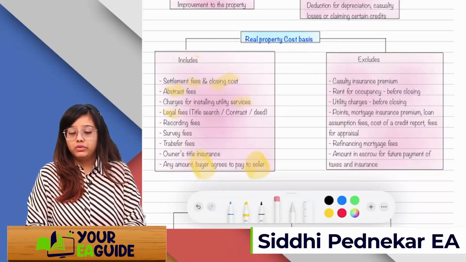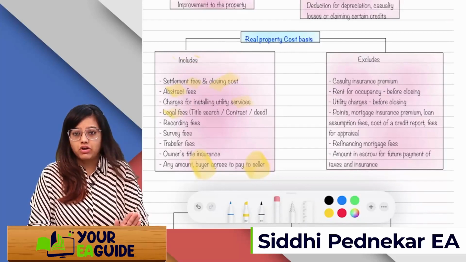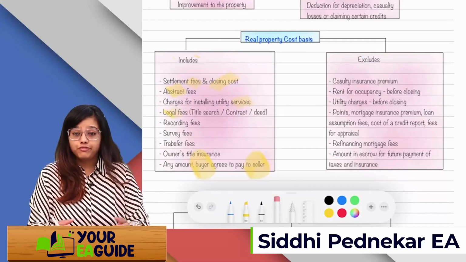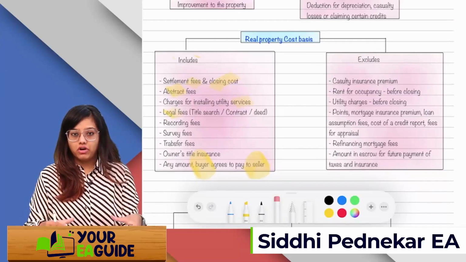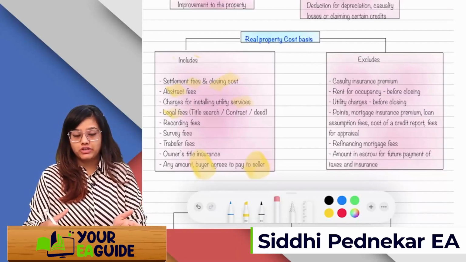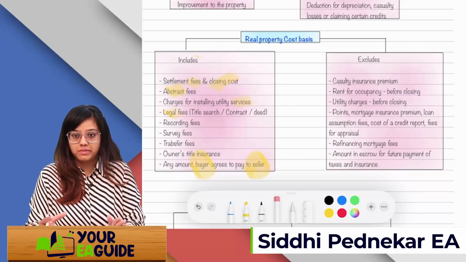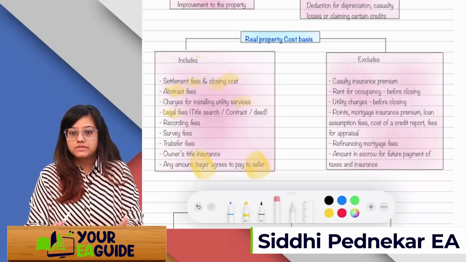What will be excluded? What all things are we not going to take, we are not going to adjust in our cost basis, that is casualty insurance premium. Okay, if you have paid a premium, right, for your building, and that is a casualty insurance premium, casualty theft kind of insurance premium, fire insurance premium, right, all those premiums will not be included in your cost basis.